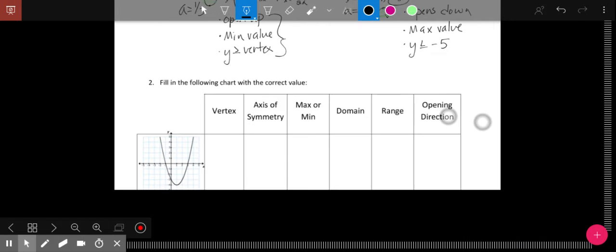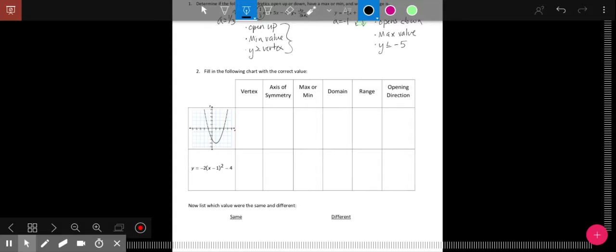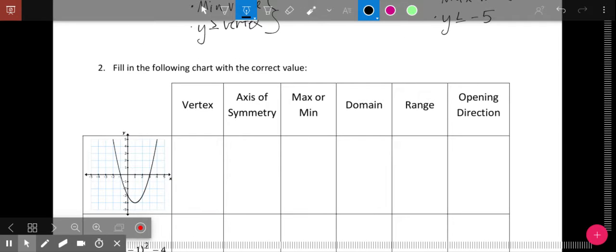Looking at number 2. Okay, we are to fill in the following chart with the correct values. So I want you to go ahead and look at this graph right here, and fill in all this information surrounding that graph. That's what we really did on the very first day: finding the vertex, the axis of symmetry, all that stuff. So go ahead and do that now, and then you can check your work with mine when you're finished.